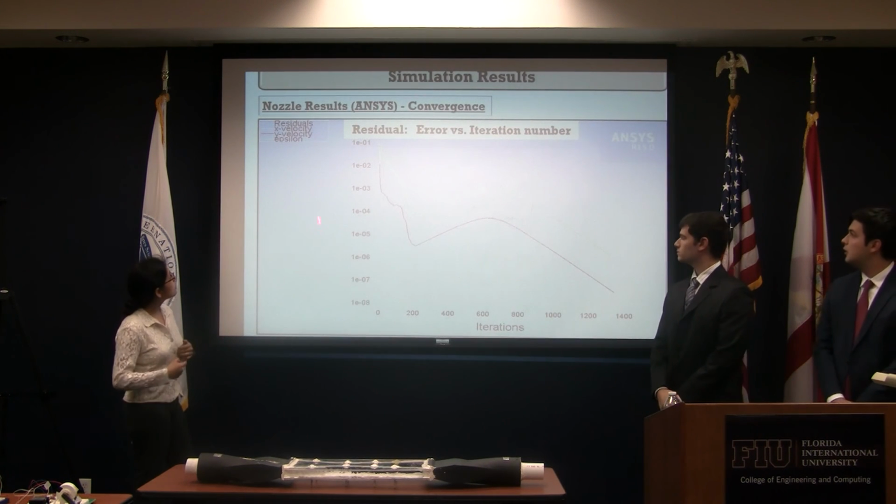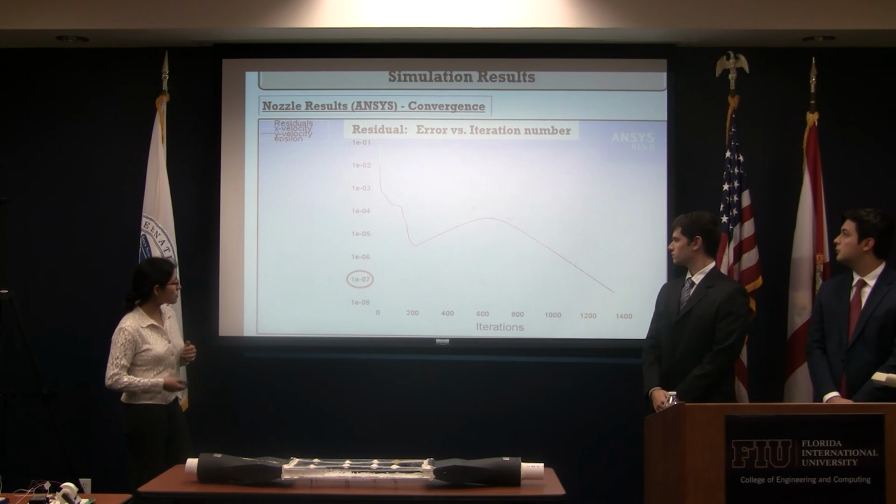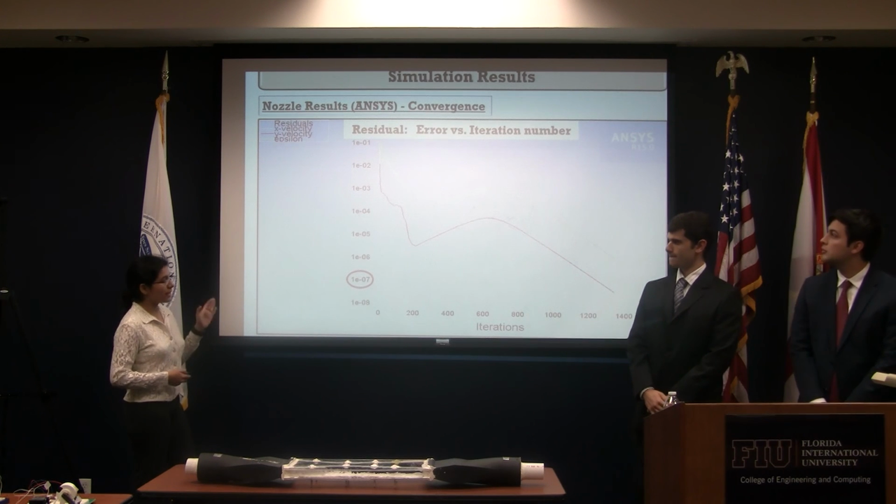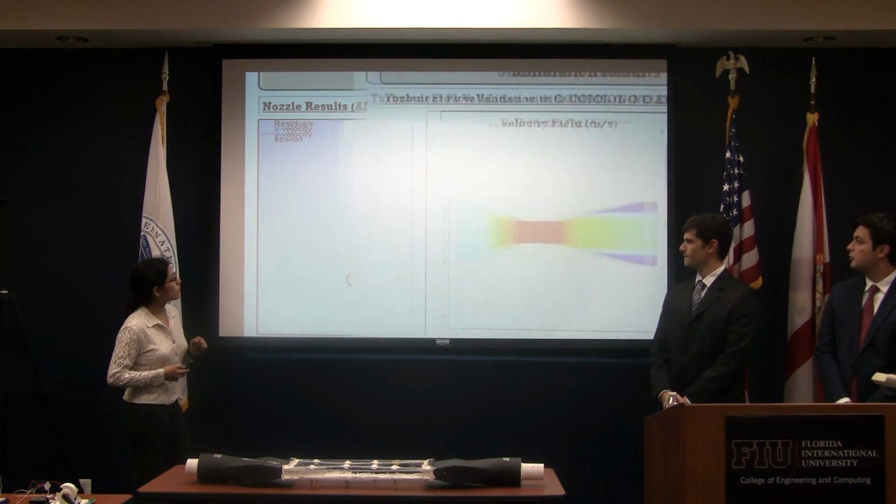Next, we plotted the error obtained from ANSYS. You can see that we have a 10 to the negative 7 order of error, which means that the software is simulating the flow behavior accurately.